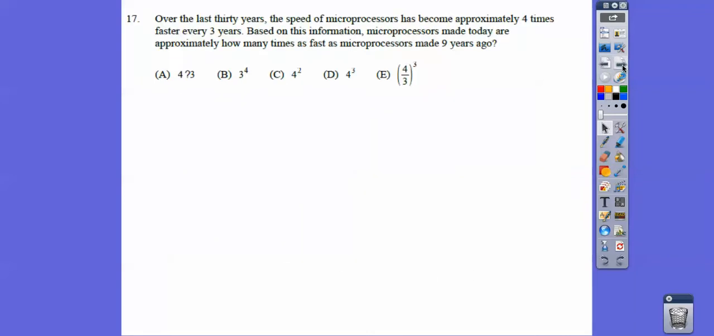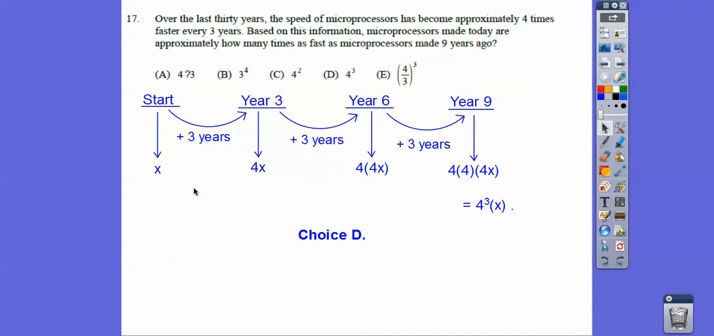Okay? All right, so this next one here: over the last 30 years, the speed of microprocessors has become approximately 4 times faster every 3 years, okay? All right, so every 3 years times 4 times 4 times 4. So based on this, microprocessors today are approximately how many times faster than they were 9 years ago? So we just start with X. This is 9 years ago. So add 3 years and it goes times 4. Add 3 years, it goes this number times 4. And then add 3 years, it goes that other number times 4. 4 times 4 times 4 is 4 to the third. Okay, so choice D right there, okay?